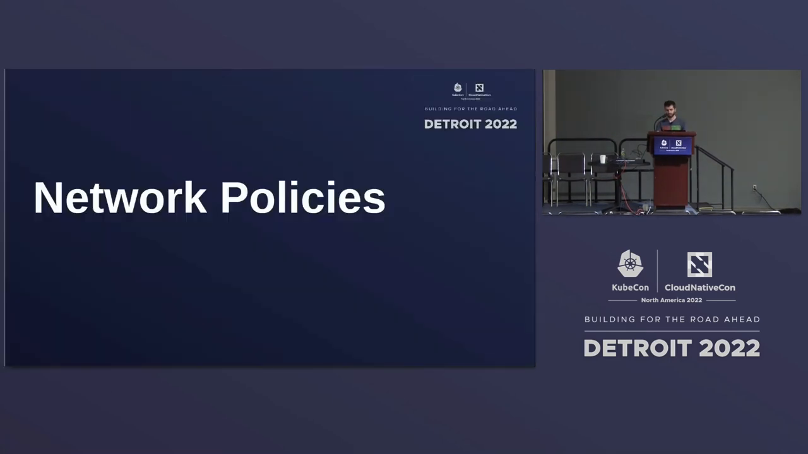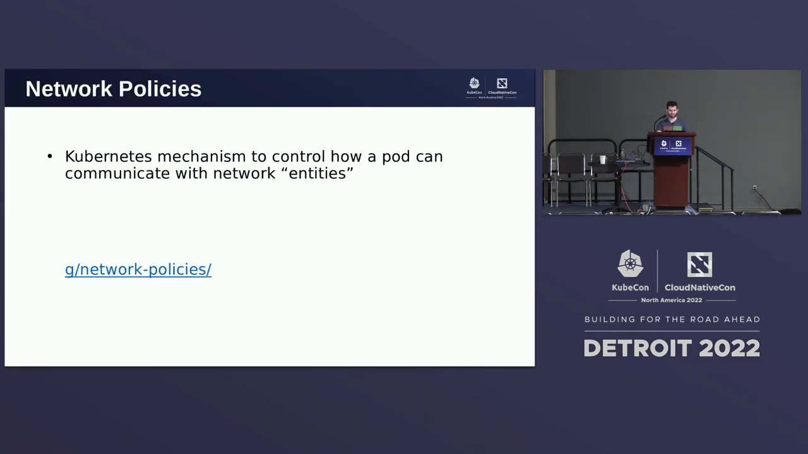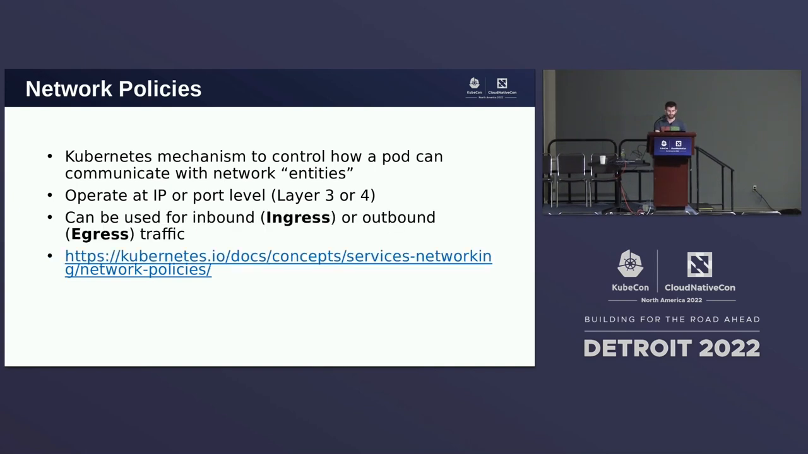Okay, so that's it about Linux capabilities. And the last one that I want to cover today are network policies. This is just a quick overview, I will go very fast on that. Network policies are a Kubernetes mechanism to limit how a pod can communicate with a network entity. A network entity is another pod, a Kubernetes service, or an external endpoint. Kubernetes network policies operate at the IP and port level, that's layer 3 and layer 4, and we can use that to restrict the ingress or egress traffic from a pod.